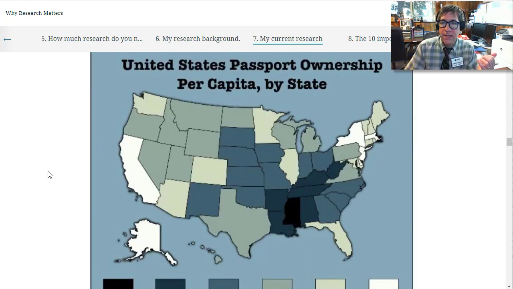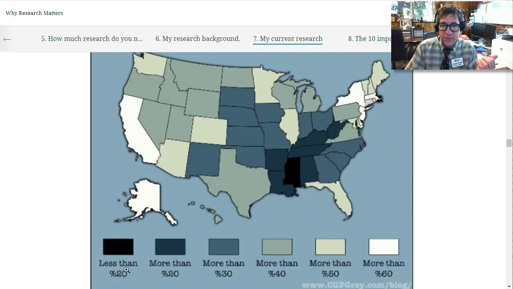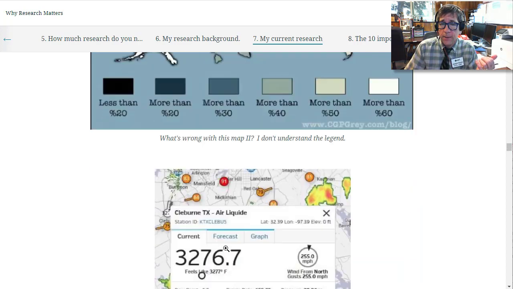Sometimes maps look okay. They have an intriguing theme, passport ownership per capita by state. But look at the legend here. It makes absolutely no sense. Less than 20%. Look at this, more than 30%. Should that be white or should that be this teal color? I don't understand that legend at all.